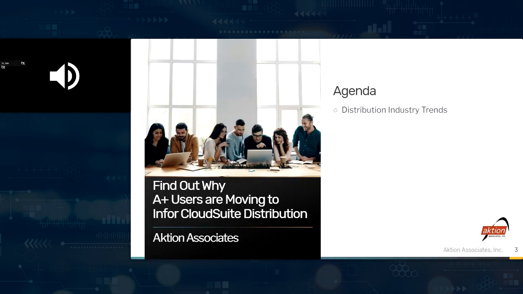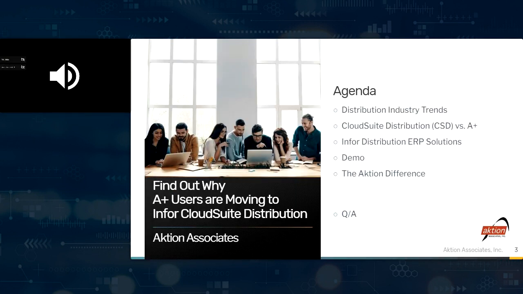Great, and welcome everyone. As far as what we're going to cover today, as far as the agenda goes, we're going to start by looking at distribution industry trends. We've got a few slides. Then we'll look at a slide regarding a real compare and contrast of CSD versus A+. And then we're going to go ahead and look at the software itself, then talk a little bit about Action and the changes that we've gone through in growth and the Action difference. And then at the end, we will have time for some Q&A. So if you do have questions, feel free to enter them in the chat panel or the QA panel. And Jason will make sure that he queues those up to me so we can get those answered.